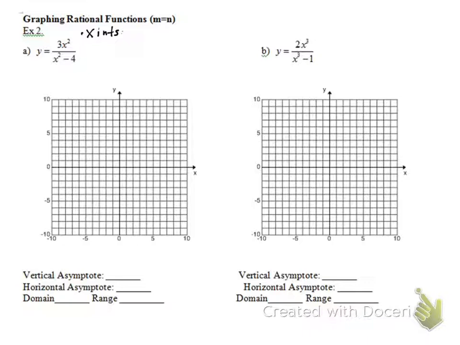x-intercepts. What am I setting equal to 0, guys? Numerator. Let's do 3x squared. Set it equal to 0. When does 3x squared equal 0? When x is 0. So let's plot 0 on our graph right there.